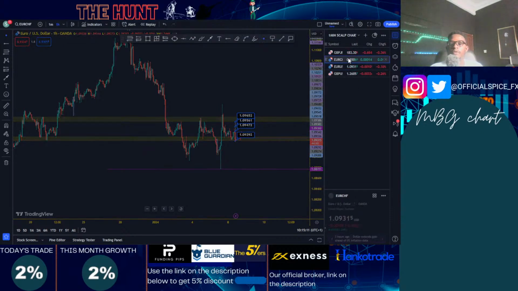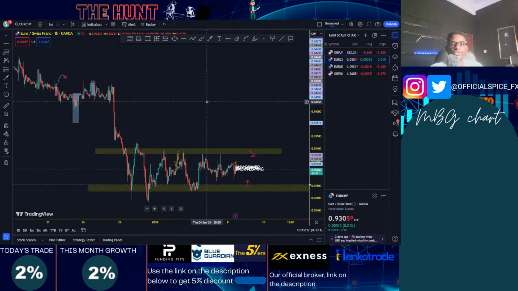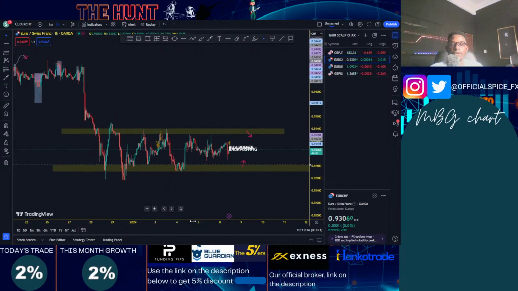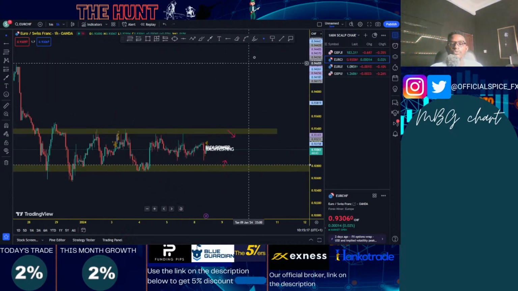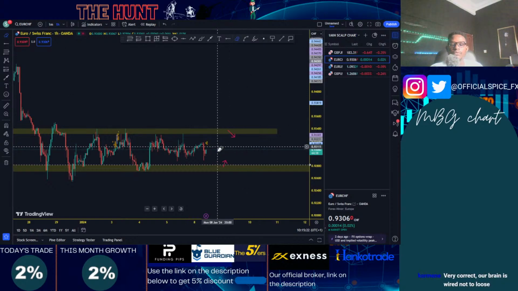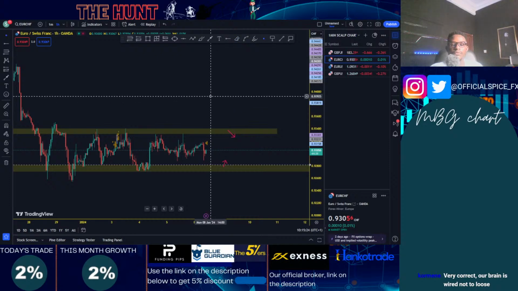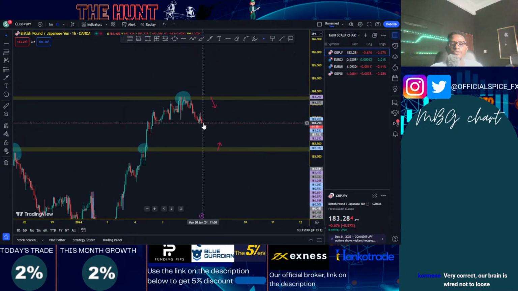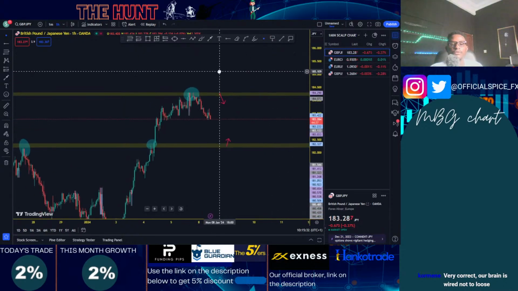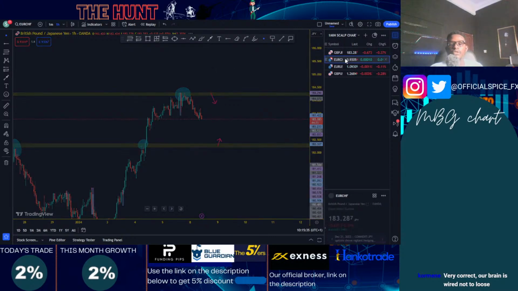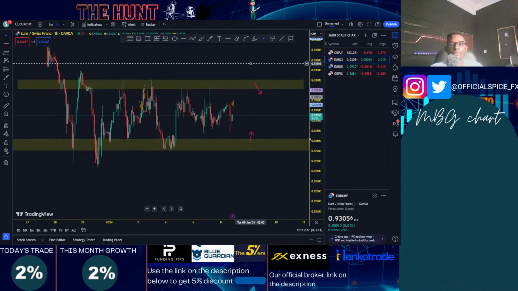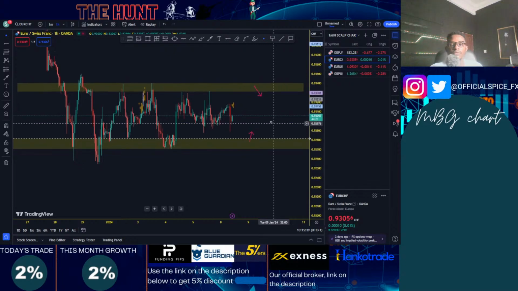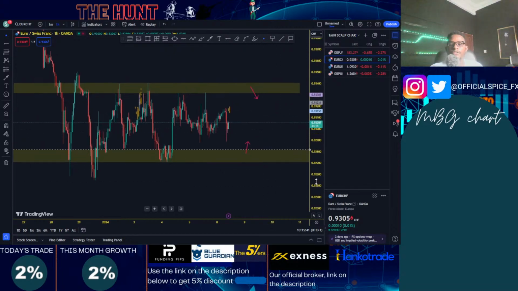So the pairs I'm looking at now are going to be Euro CHF. I'm just going to be waiting for price to get to the key level, and of course GBP JPY as well. I'm not sure if GBP JPY is going to happen today, so I'm going to be looking at Euro CHF. That's just it.